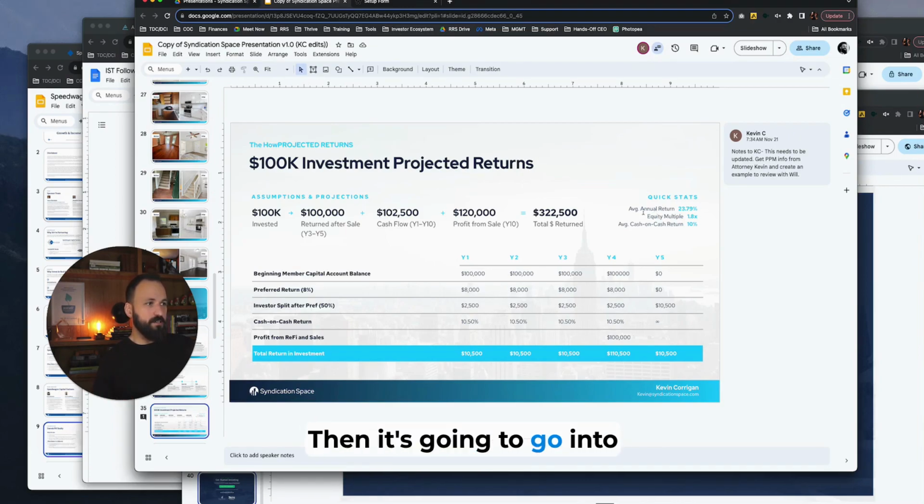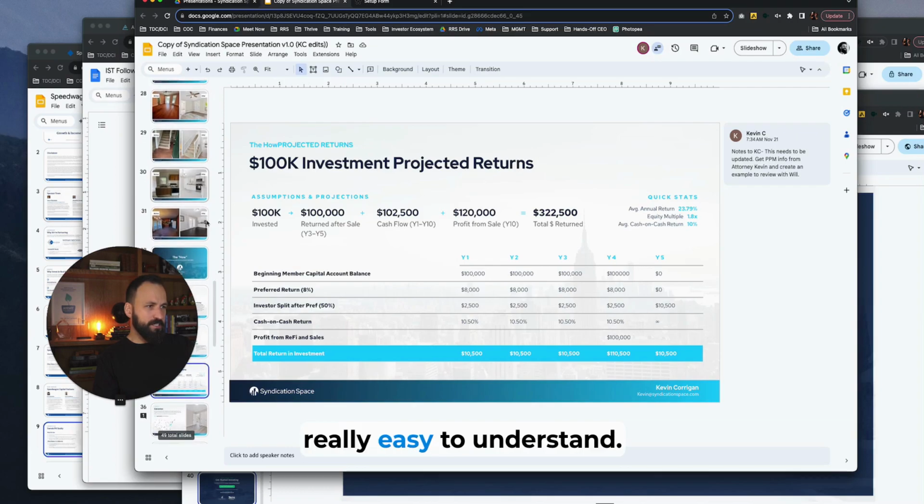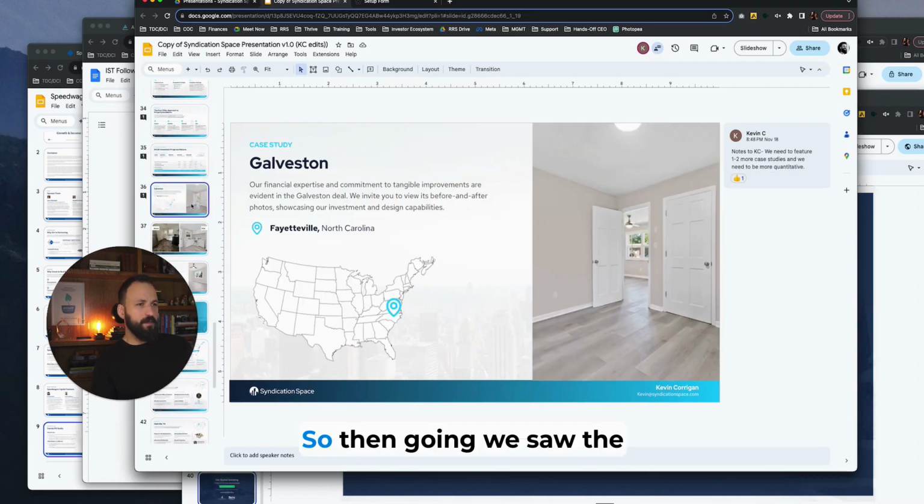Then it's going to go into highlighting the key stats, which are the cash on cash returns, the equity multiple, and the average annual returns. Really high level, really easy to understand. So then we saw the before and afters.